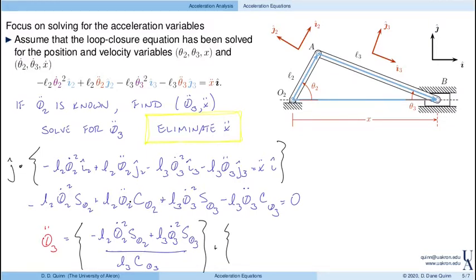plus, and then now the theta 2 double dot term. So here that ends up as L2 cosine of theta 2 divided by L3 cosine of theta 3 and theta 2 double dot. So notice that I have a term that depends on the velocities, and then I have a term that depends on the input acceleration. So once I know this, I can actually go back to the loop closure equation and maybe use a component. So in particular, the I component to solve for x double dot.